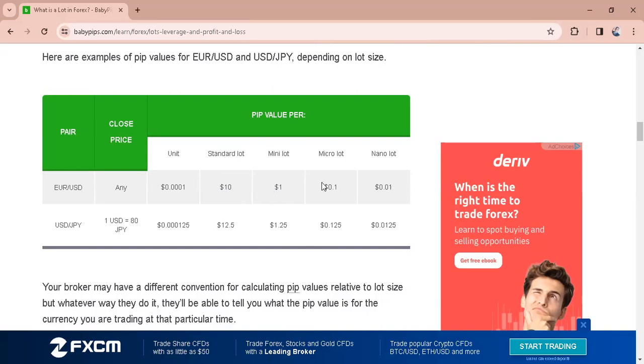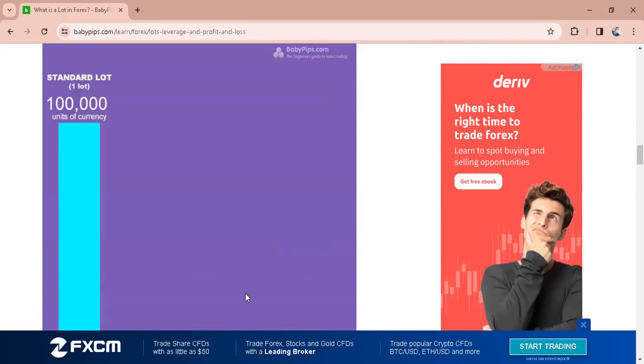So now from the micro lot, which is going to be 0.1, and you now have the mini lot. This is $1 and this is $10. I'm going to show you that on the board. So let's look at this.